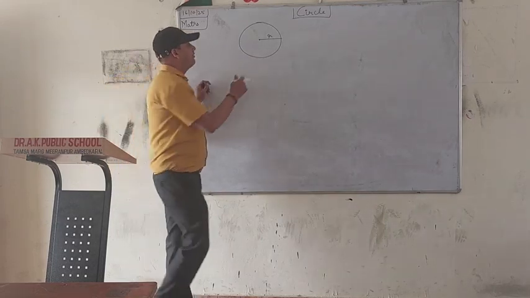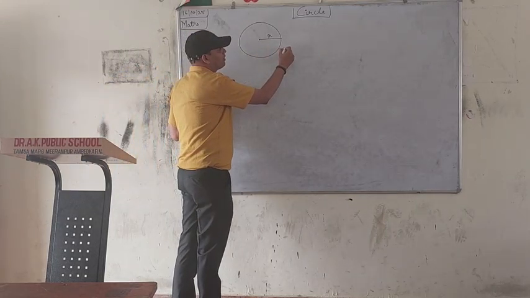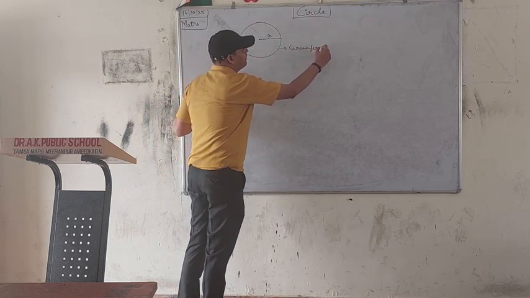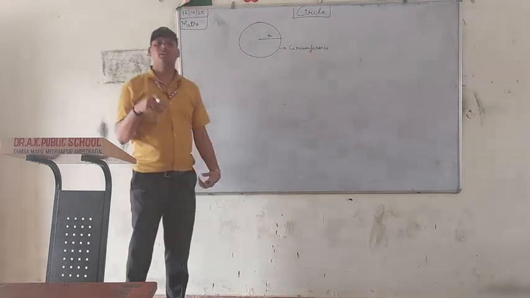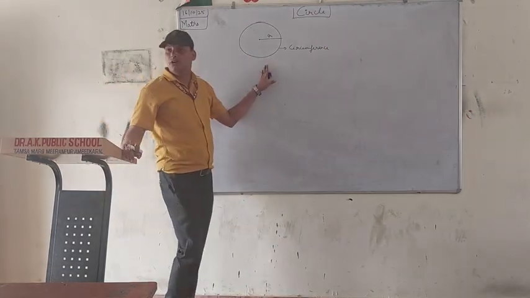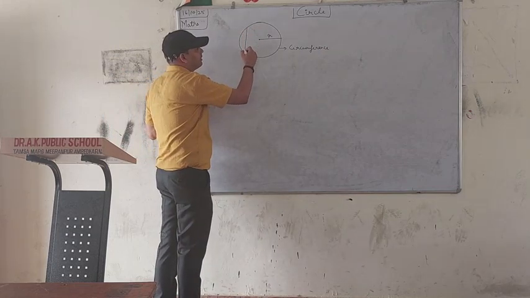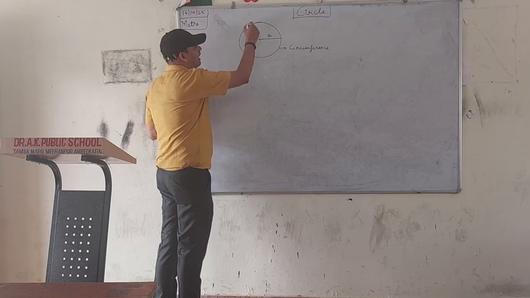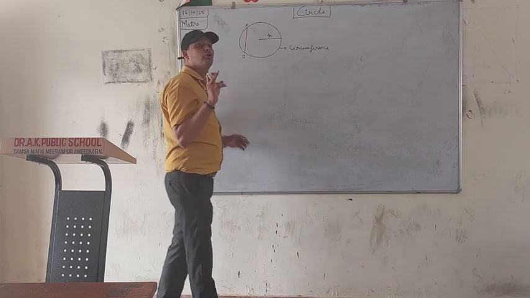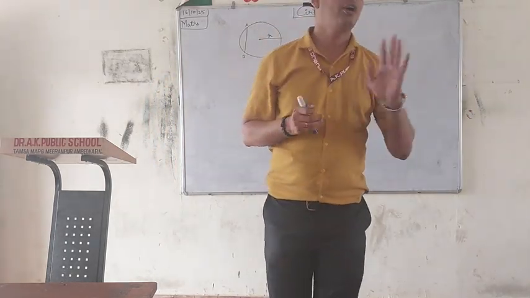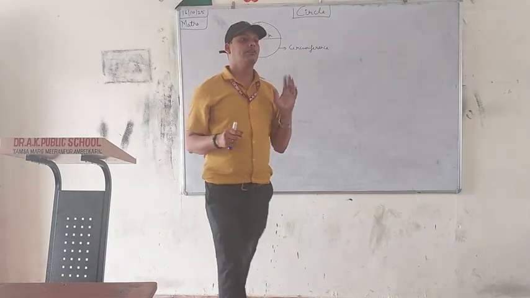Clear? And we have also discussed the outer boundary of the circle, known as the circumference. Clear? And after that we discussed the chord. A chord involves a line segment. A line segment joining 2 points of the circle is known as the chord of the circle.